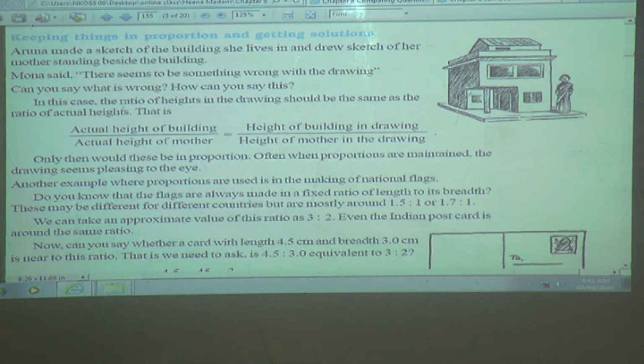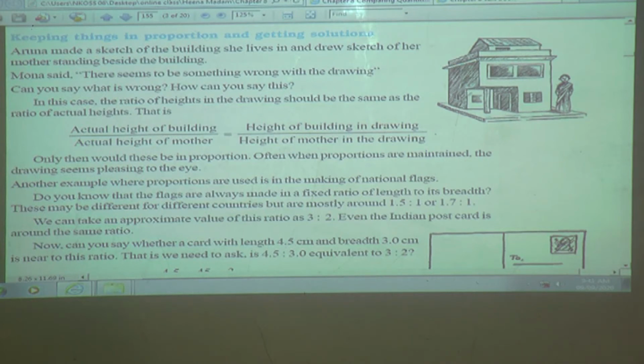In this case, the ratio of the heights in the drawing should be the same as the ratio of the actual heights. She wants to say that on paper we draw a small building, or we can even draw a 5 or 6 floor building on paper. Does it have the actual height as on the paper, that is A4 size paper? No. So she wants to say that the actual height should be drawn on the paper, but it is not possible. So we will see here the meaning of proportion.